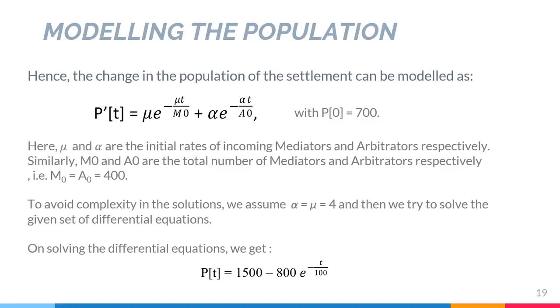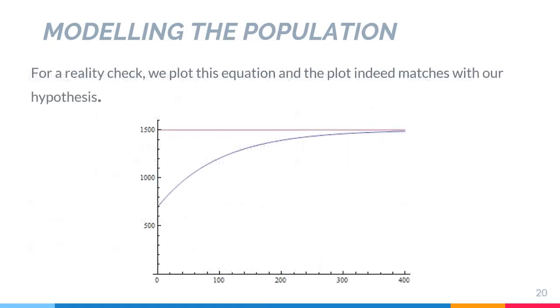On solving these differential equations, we get p of t is equal to 1500 minus 800 e to the power minus t by 100. For a reality check, we plot this equation using the Wolfram Mathematica system, and the plot indeed matches our hypothesis.